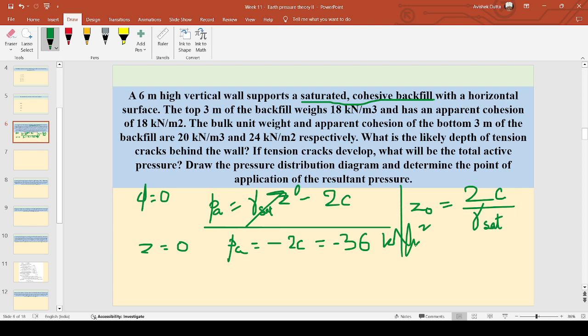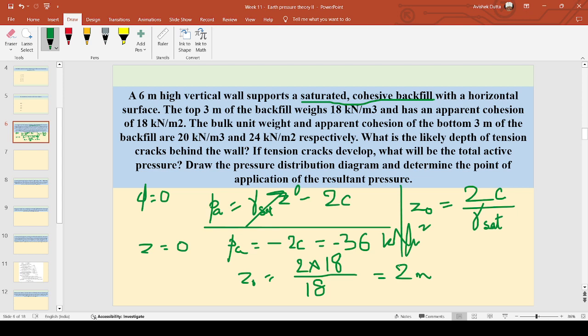So assuming that the tension crack is forming at the top soil and it is not extending to the bottom layer of the soil, we can write like this: Z0 equals 2C divided by gamma sat, that is 2 into 18 divided by gamma sat, that is 18. So here we get Z0 equals 2 meter, isn't it?